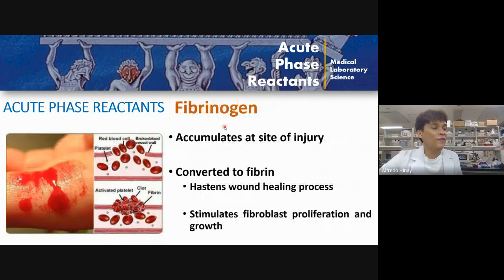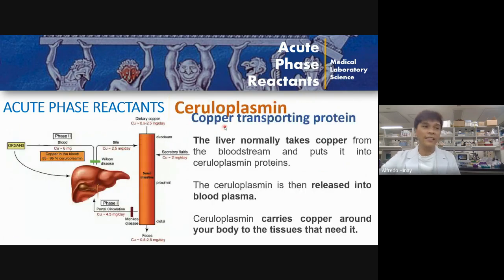But fibrinogen is a negative phase reactant together with your albumin class. And you have your ceruloplasmin. Okay, your ceruloplasmin is well discussed in your clinical chemistry, but in the sense of your immunology, we will discuss this one as an acute phase reactant.